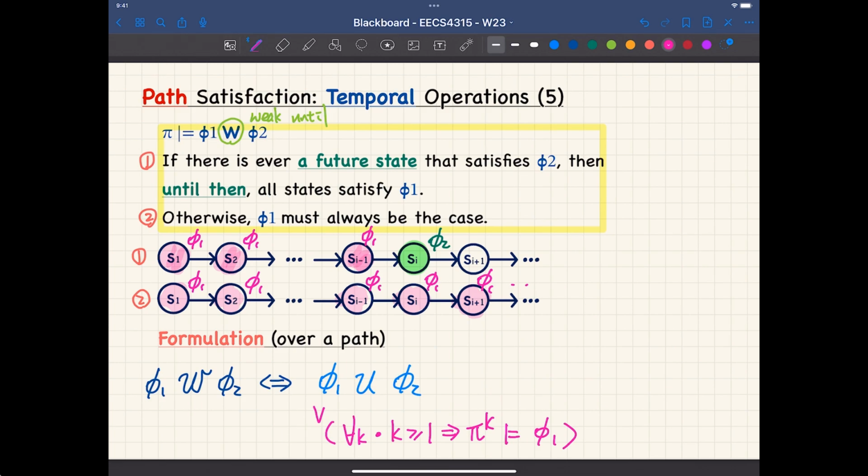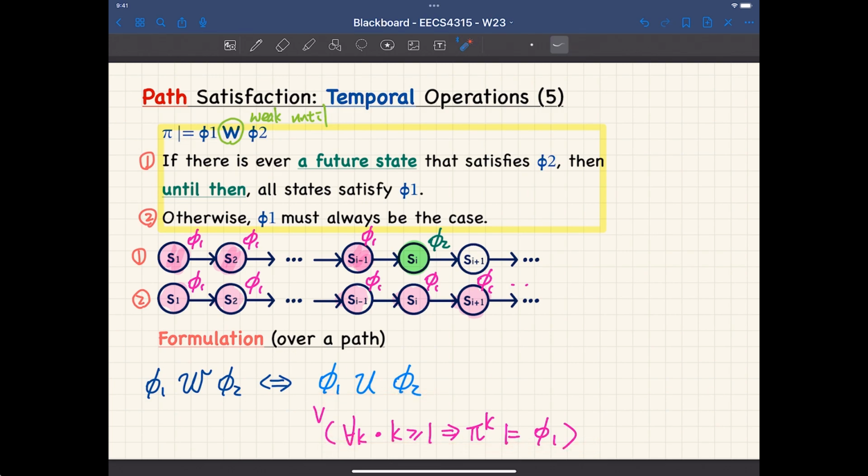Either one. Okay, so in order for this one to be true, we can tell either the conventional until is true, or if phi 1 is always the case, phi 2 never gets true. It's just general or, just disjunction. So it could be this is true and this is true. That's okay. But it cannot be that this is false and this is false. It cannot be.